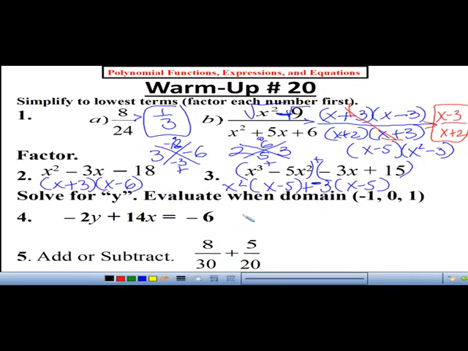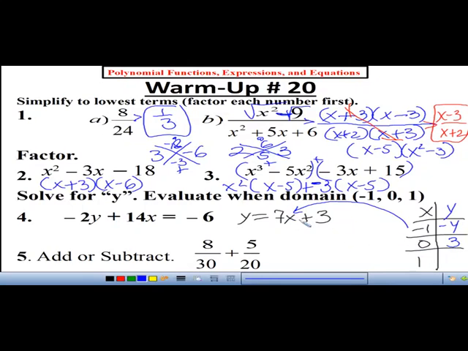This one, once you solve for y, you should have gotten y equals 7x plus 3. Domain, we're going to use -1, 0, and 1. And for the range, which is all the y values, we're going to substitute these in for x, each one. So -1 times 7, -7 plus 3, that's -4. 0 times 7 is 0. We're left with 3. And 1 times 7 is 7 plus 3, that's 10. Hands up if you got that. Okay, good.